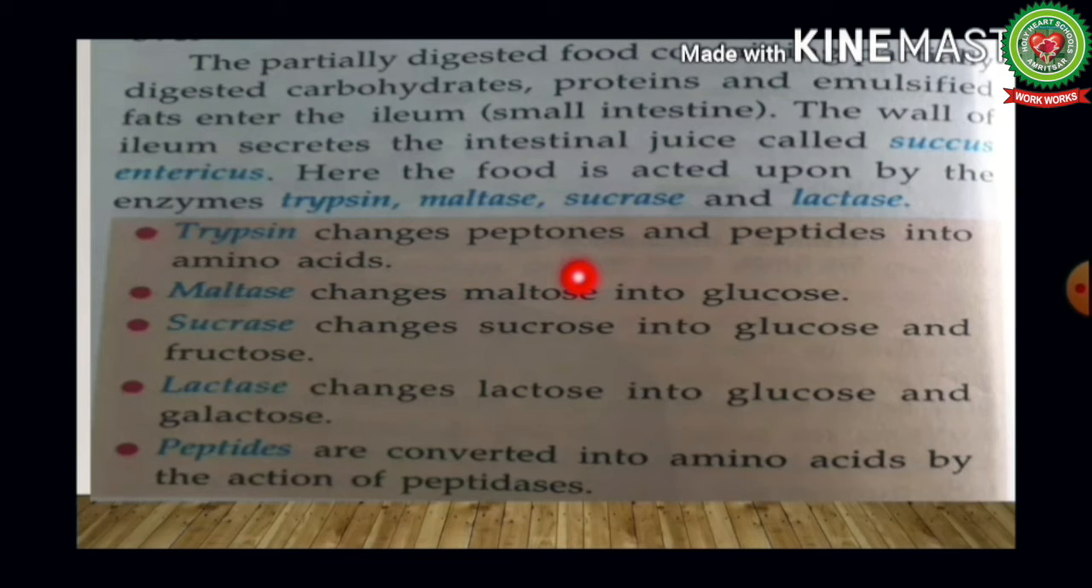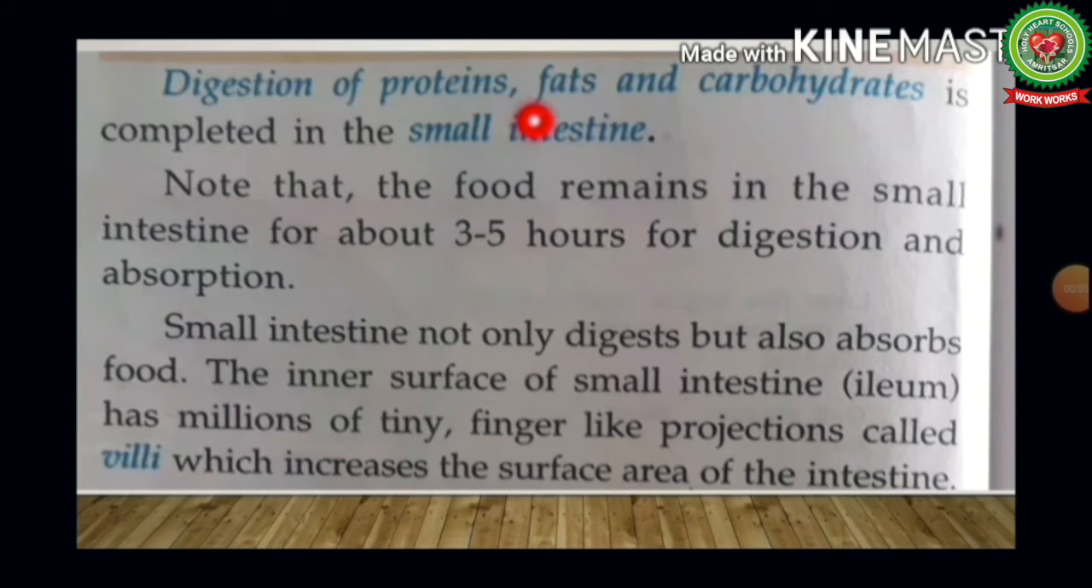Trypsin changes peptones and peptides into amino acids. Maltase changes maltose into glucose. Sucrase changes sucrose into glucose and fructose. Lactase changes lactose into glucose and galactose. Peptides are converted into amino acids by the action of peptidases. Digestion of proteins, fats and carbohydrates is completed in the small intestine.